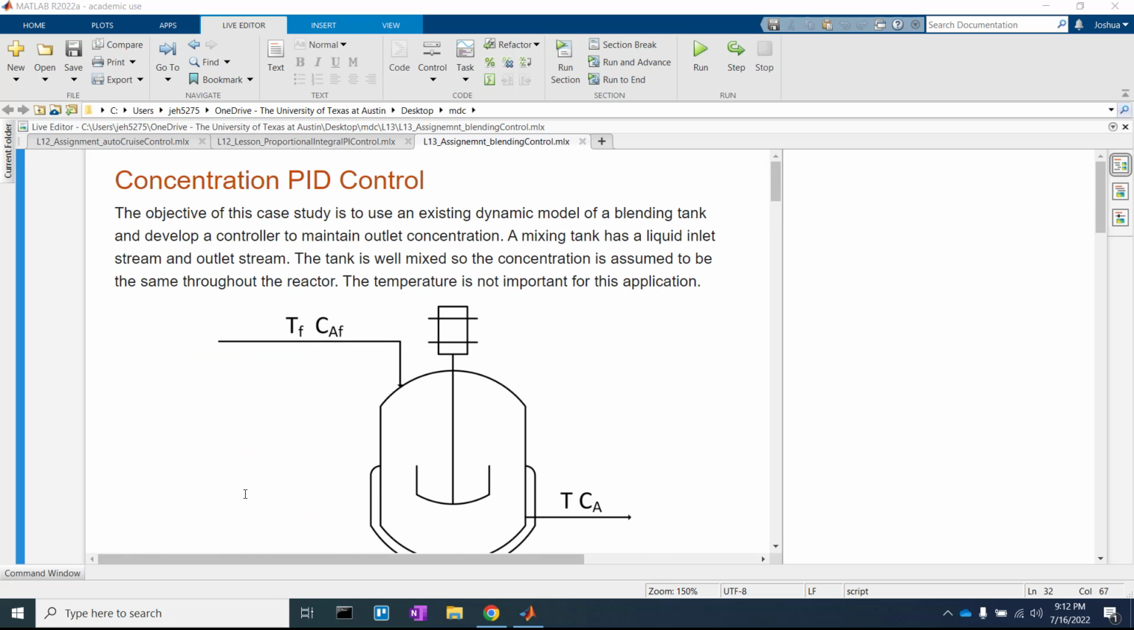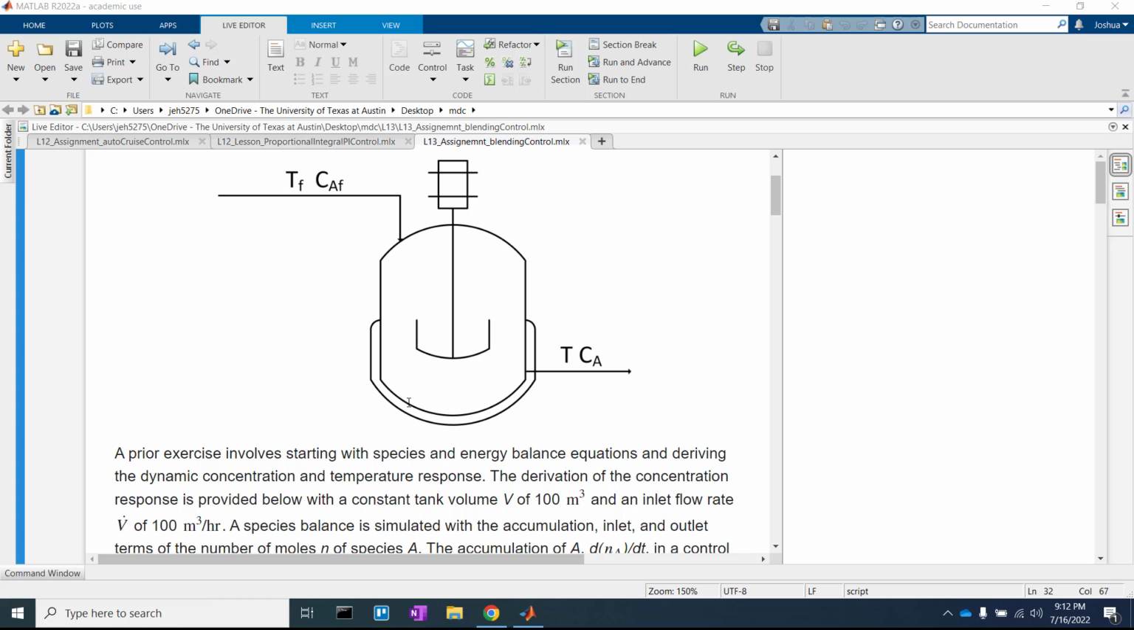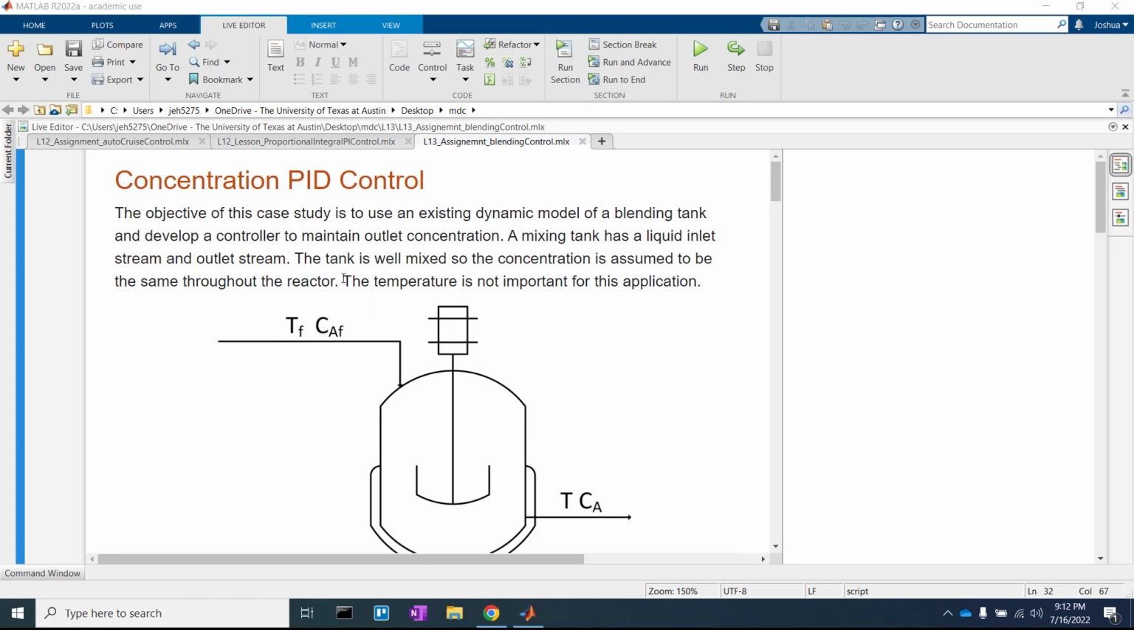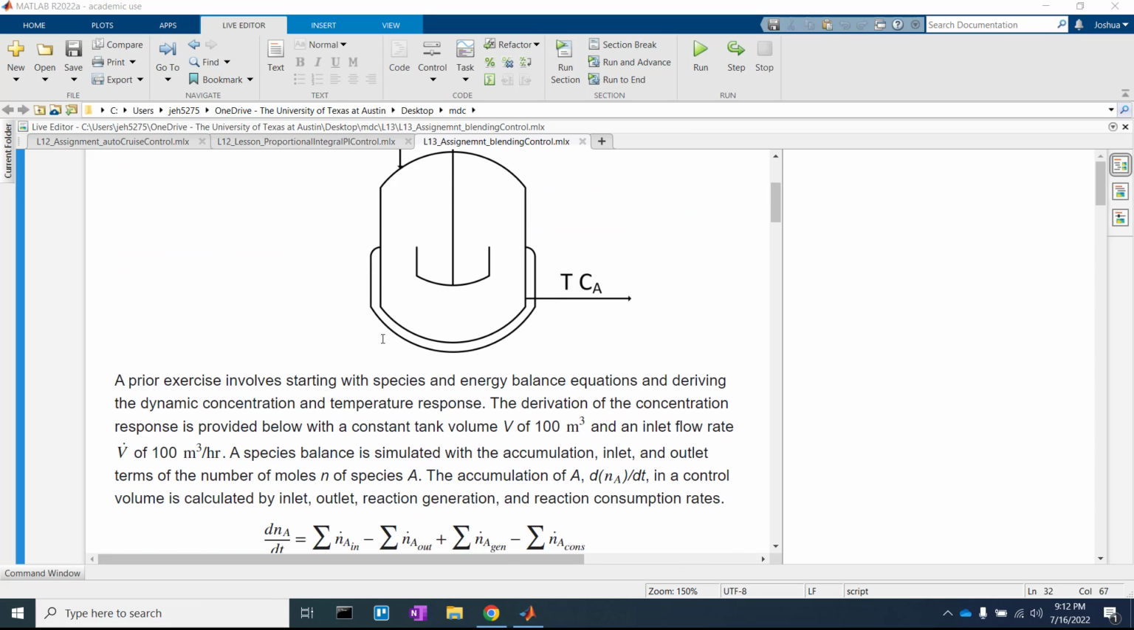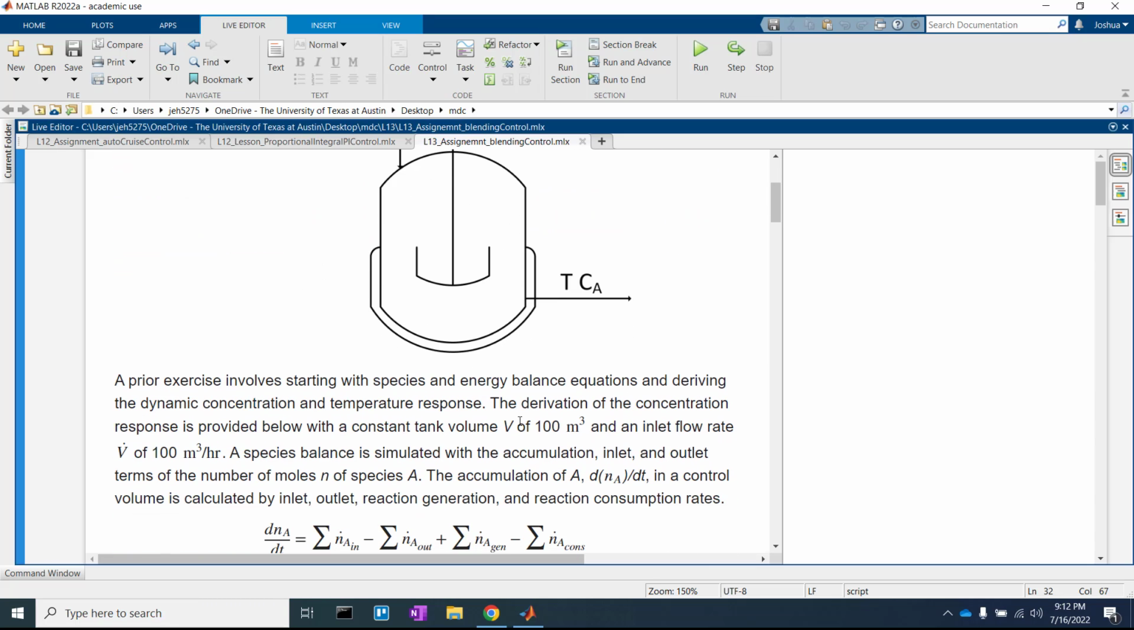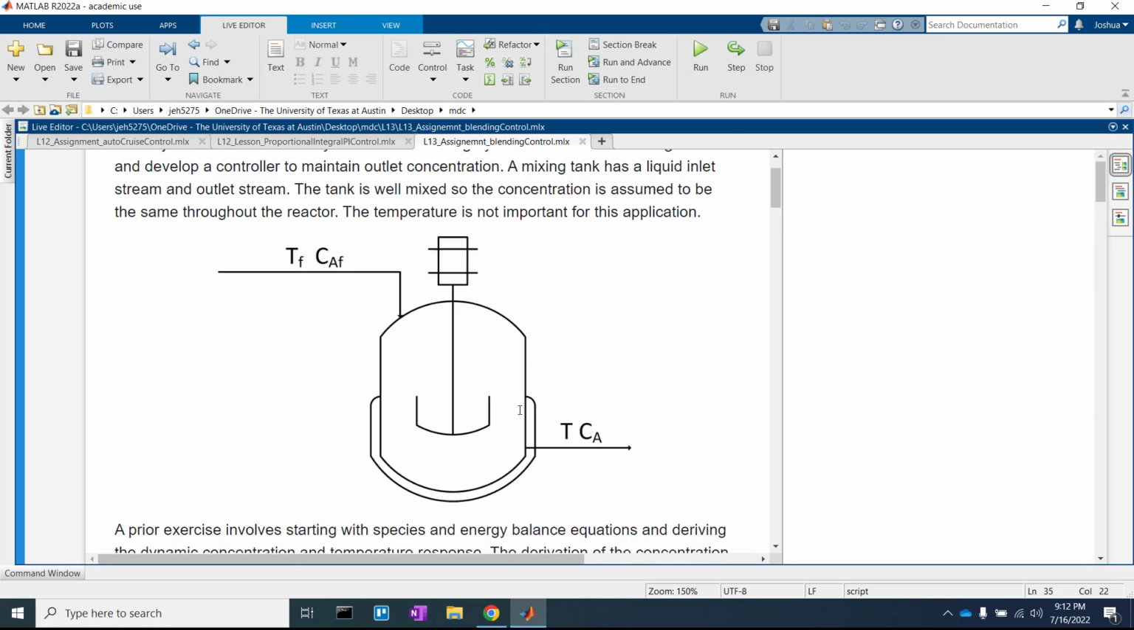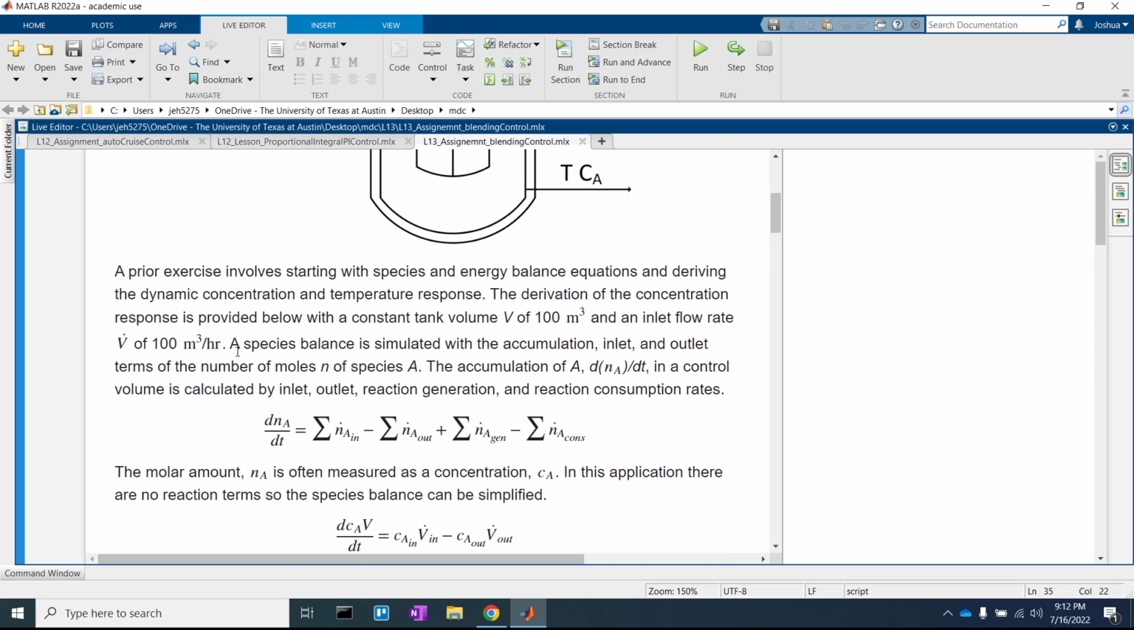In this exercise, we're going to use a PID controller to control a mixing tank. This mixing tank doesn't have a reaction, but instead we assume a concentration coming in, and we're going to control the concentration coming out. The concentration of fluid coming in can be anywhere from 0 to 2 molar. We have a volume of 100 cubic meters, and an inlet flow rate of 100 cubic meters per hour.